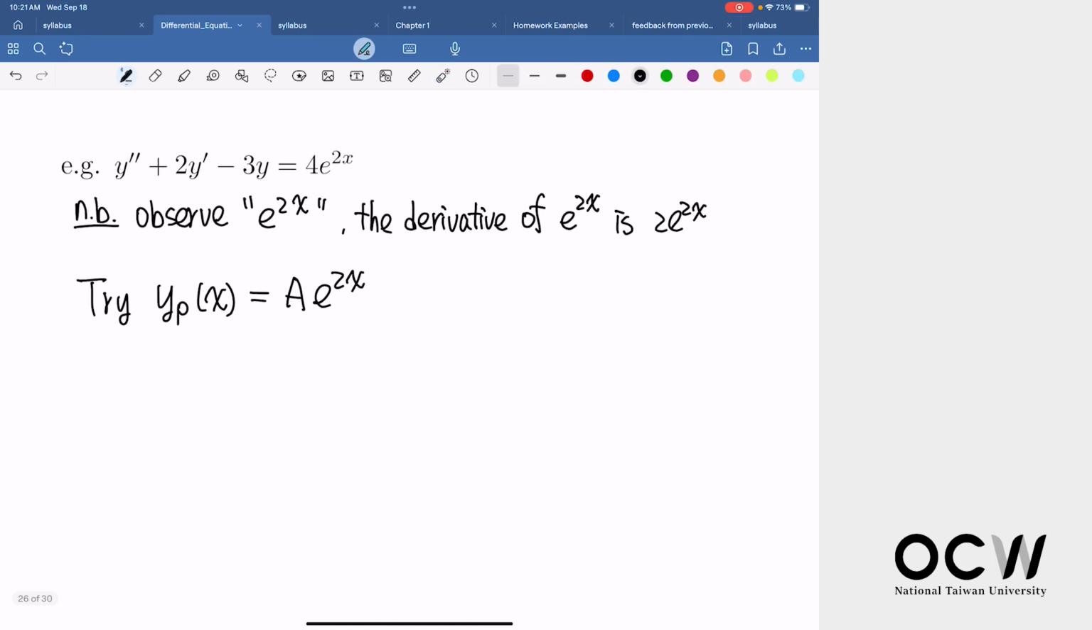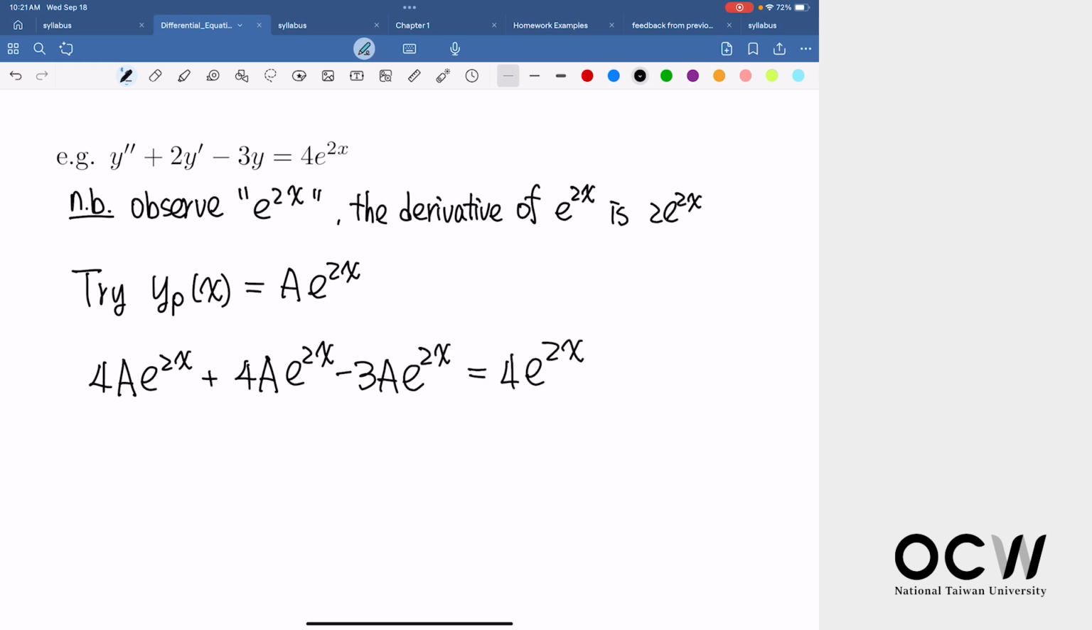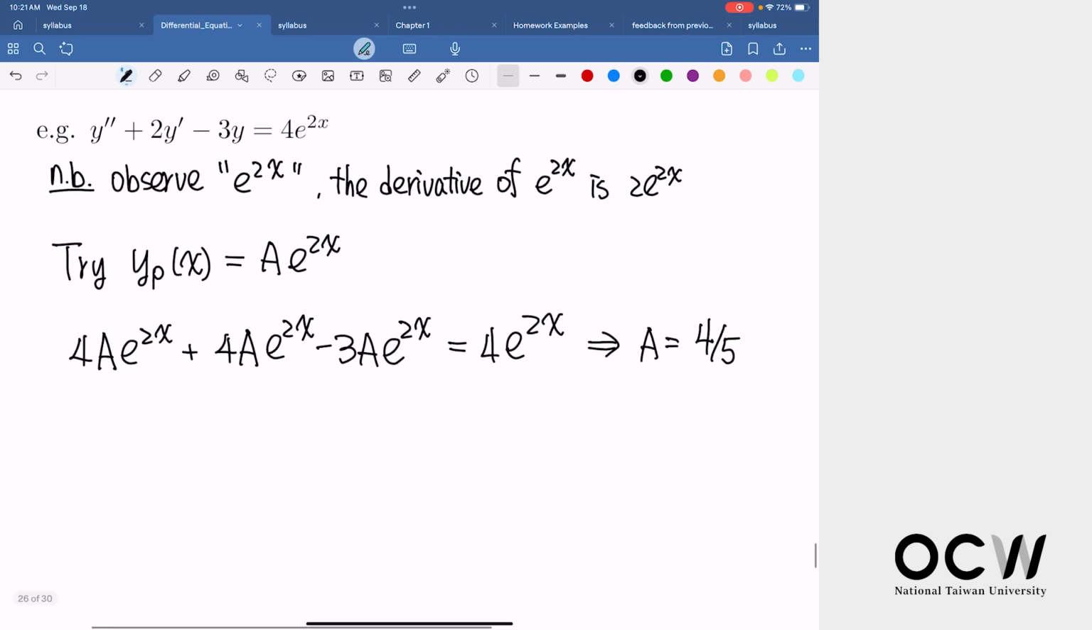So in this case, a times e to the 2x, bring this back to the original equation. We have 4a e to the 2x plus 4a e to the 2x minus 3a e to the 2x. That should be equal to 4 times e to the 2x. And you'll get a is 4 over 5. Then your particular solution is 4 over 5 e to the 2x.